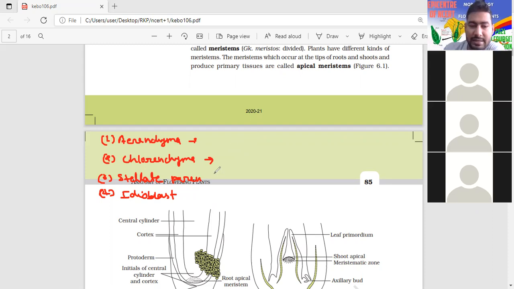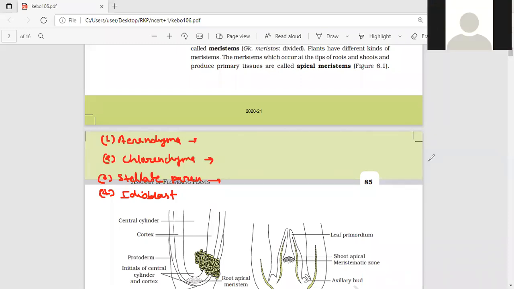Clear? And there is the stellate parenchyma. Can anyone tell where it is found? Stellate parenchyma. Banana, sir. Very good, excellent. It is found in the banana. Every day you have food on the leaf of this banana, but you don't know which type of parenchyma is there. So banana has stellate parenchyma. Clear?